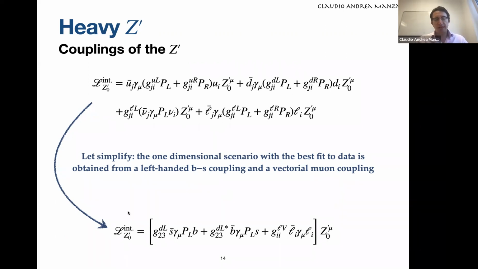Therefore, what we consider is the last line of this slide, where our Z prime couples to b and s quarks, and in particular has only a left-handed coupling to b and s quarks. And the reason for this is that we know data need a left-handed coupling to quarks. And then we also keep a vectorial coupling to leptons. At the moment, we leave this coupling very generic. And again, vectorial because we know that we need the vectorial coupling to muons to explain, at best, B to S l l data.